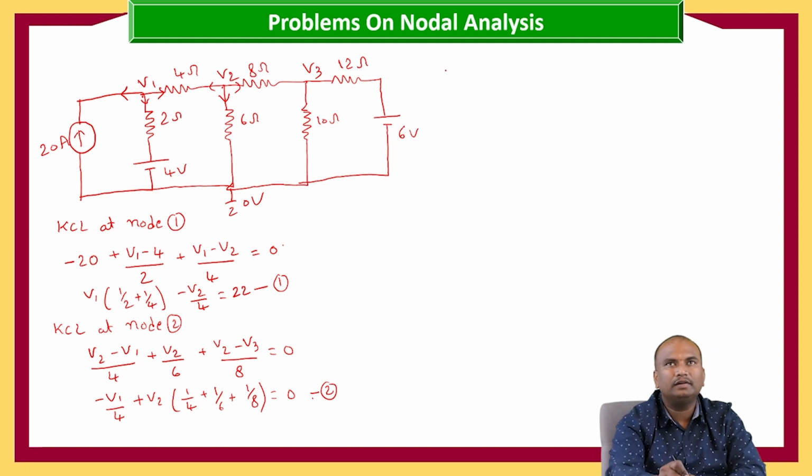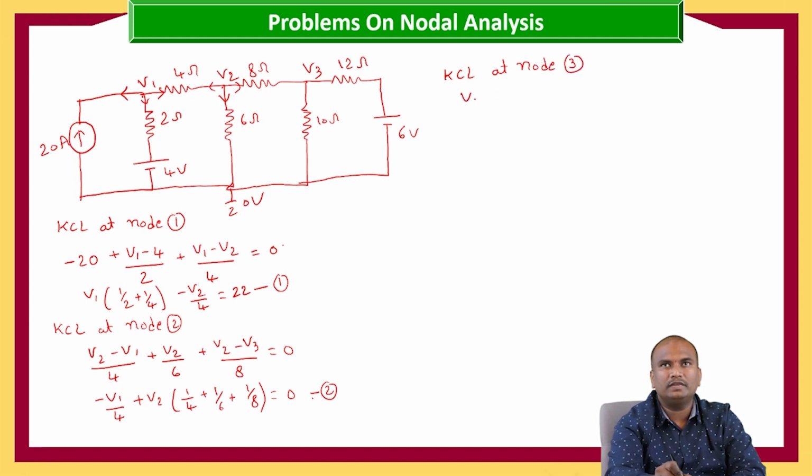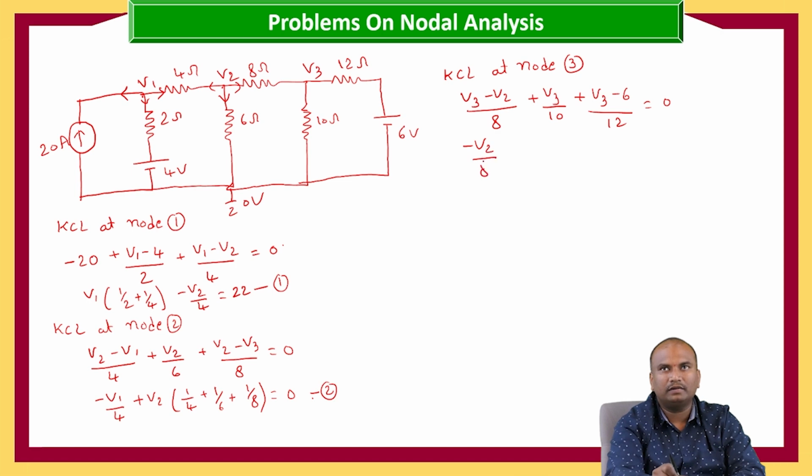Now let us write the KCL at node 3, that is (V3 minus V2) by 8 plus V3 by 10 plus (V3 minus 6) by 12 equals 0. That is minus V2 by 8 plus V3 into (1 by 8 plus 1 by 10 plus 1 by 12) equals 6 by 12. This is our equation number 3.